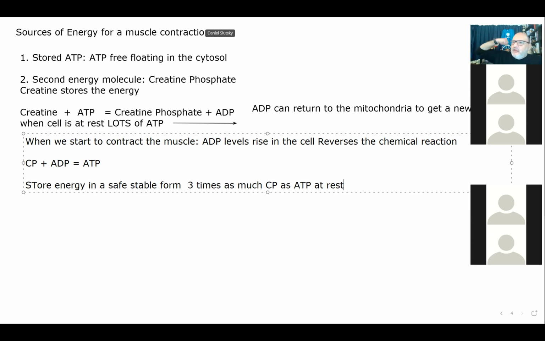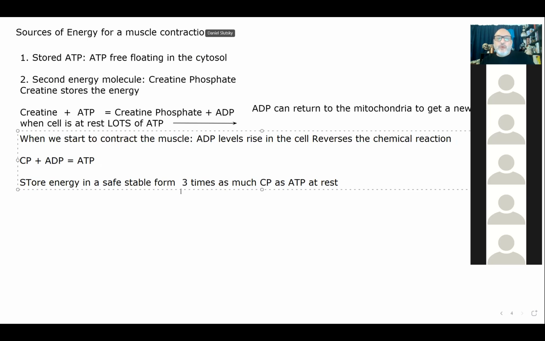Now, again, a 30-second contraction is a really useful contraction. But is that all I want to be able to contract my body for? 30 seconds and boom, that's it? No. So while both of these first two types are stored energy, once we use up that stored energy, then we have to make new energy.